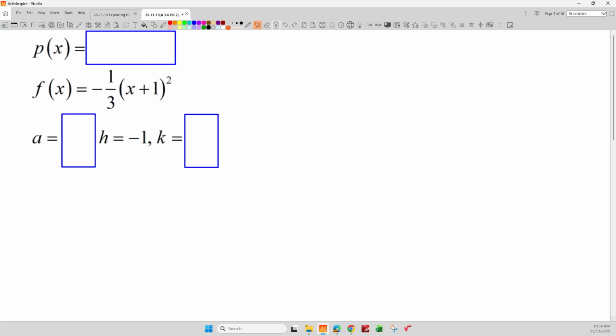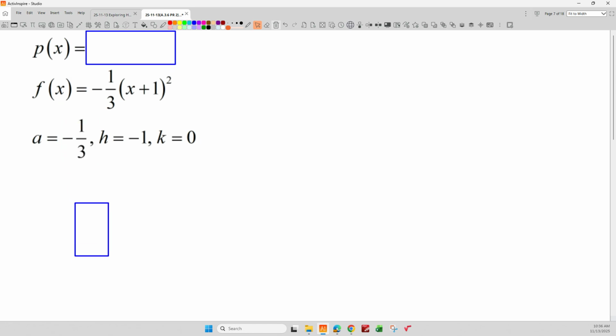What's k? 0. Yeah, how come? Because what's being added outside the function? Nothing. So we're not translating this thing vertically at all, right? Let's see, what about the value of a?